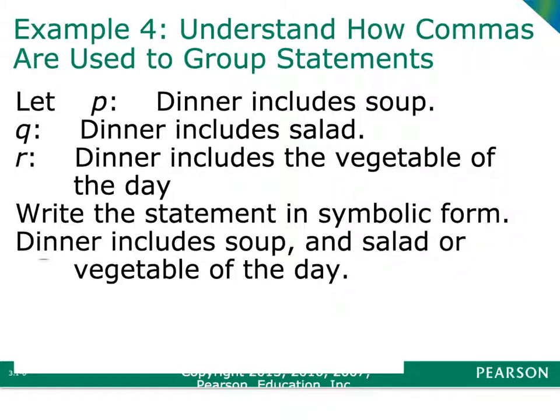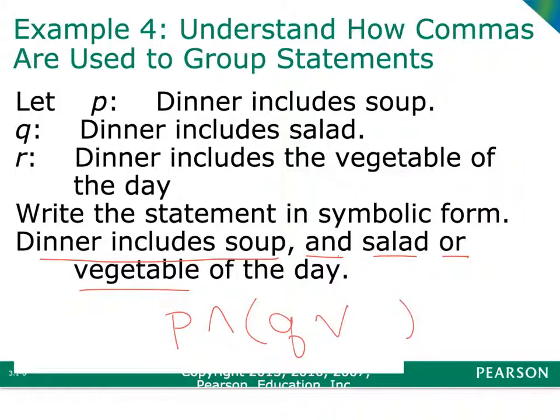Okay, so dinner includes soup, comma. So that would be the soup, which is the P, comma, and, so your and symbol is your upside down V, salad or vegetable. So those, since they're on the same side of the comma, are going to go in parentheses, salad or vegetable, like that.